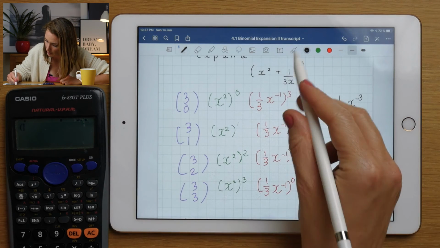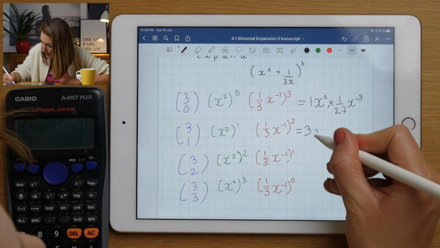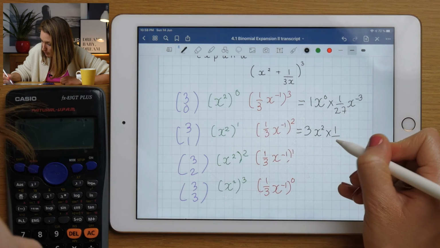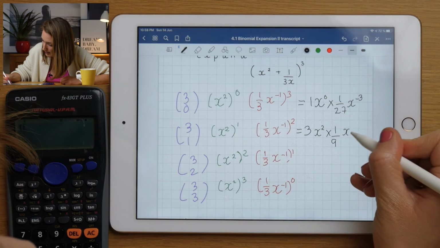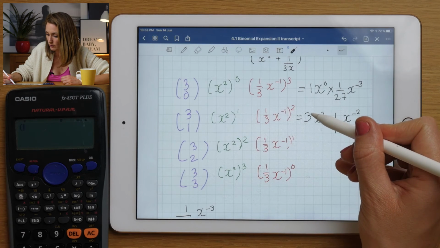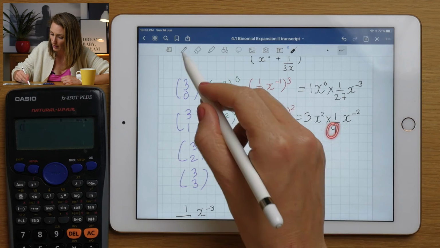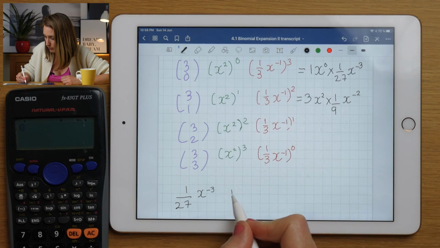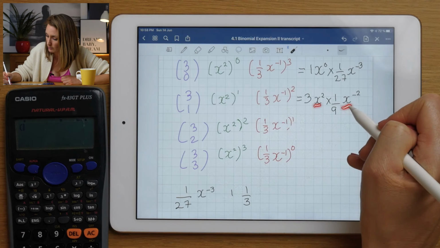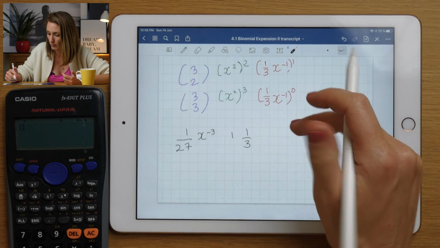Let's keep going. 3 choose 1 is 3. This would be x squared times 1 over 3 squared, which would be 1 over 9, and this would be x power minus 2. So this is why this example is tricky, because you've got to cancel down the fraction. So a 3 here and a 9 there would cancel down to 1 over 3. And x squared times x power minus 2 would be x power 0. You want to add those powers together.